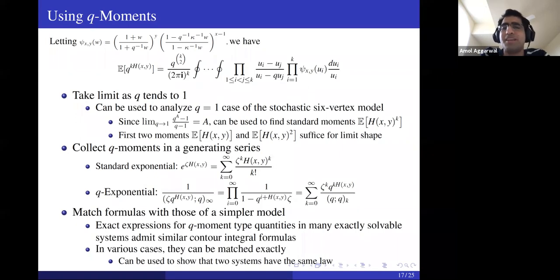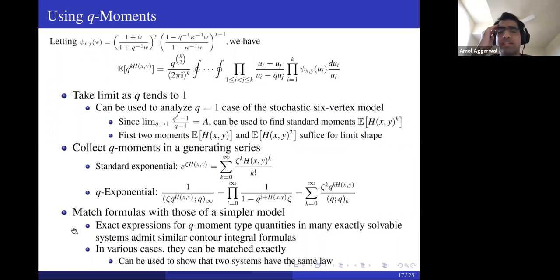So you can imagine that in many cases, I have model 1 and I have model 2, and this formula will be the same for model 1 and model 2. You can sort of rig them in such a way that the formulas for these models are exactly equal to each other. What I mean is, you can match formulas for this stochastic 6 vertex model with those of a simpler model, and you could try to analyze those simpler models through other means.